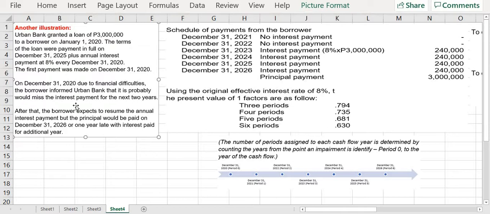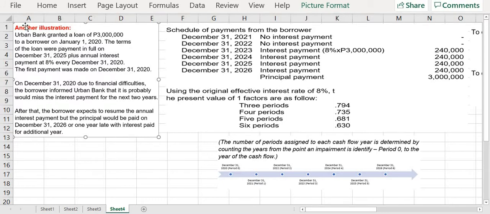Okay. So, on December 31, 2020, due to financial difficulties, the borrower informed Urban Bank that it probably would miss the interest payment for the next 2 years. Okay? So, ano nangyari? Ang loan is, lump sum payment, no? Okay? So, may loan on January 1, 2020, 3 million. Babayaran siya in 5 years, 2025.